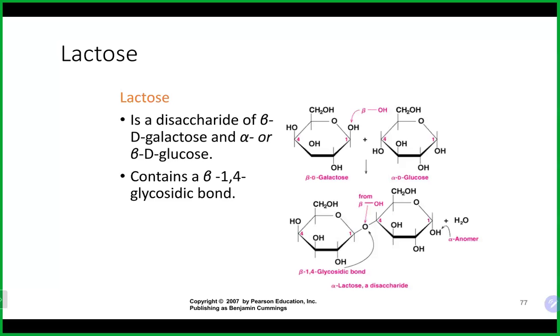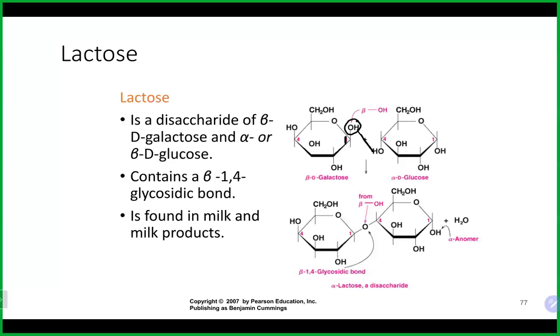Now, lactose is a disaccharide that is made up of beta D-galactose and either alpha or beta D-glucose. Same idea here. This is carbon number 1. That is a beta OH. And again, when we come together, these guys are going to come together here and they are going to remove water. And it will form a different type of glycosidic bond. This is what is known as a beta 1,4 glycosidic bond.